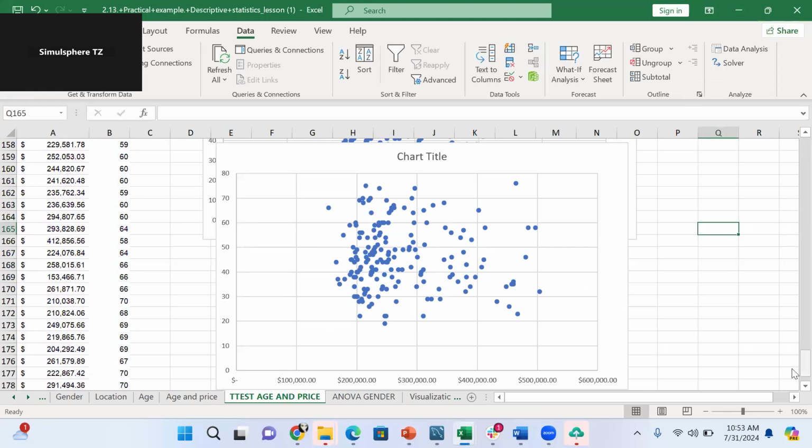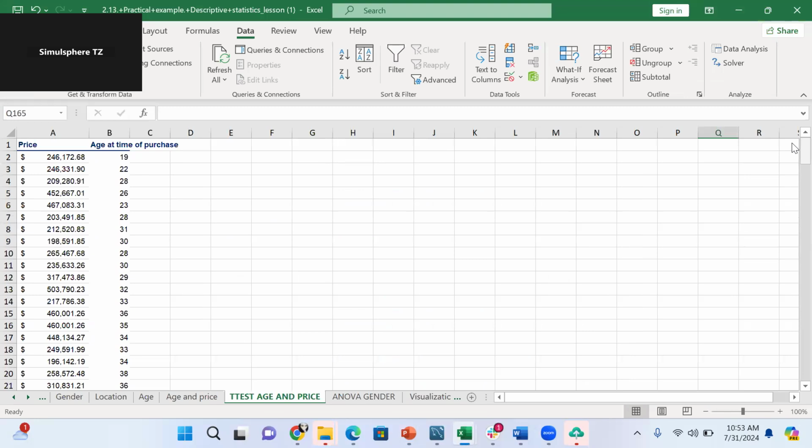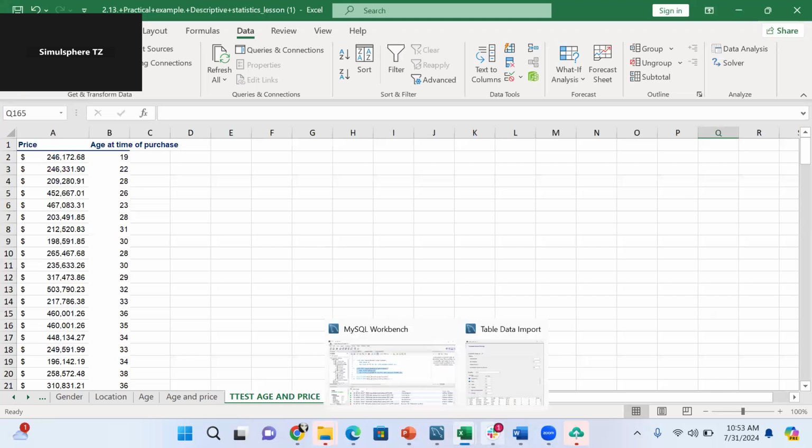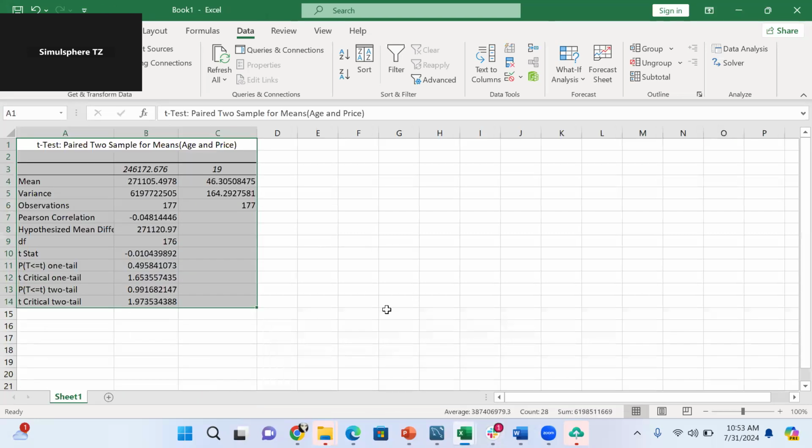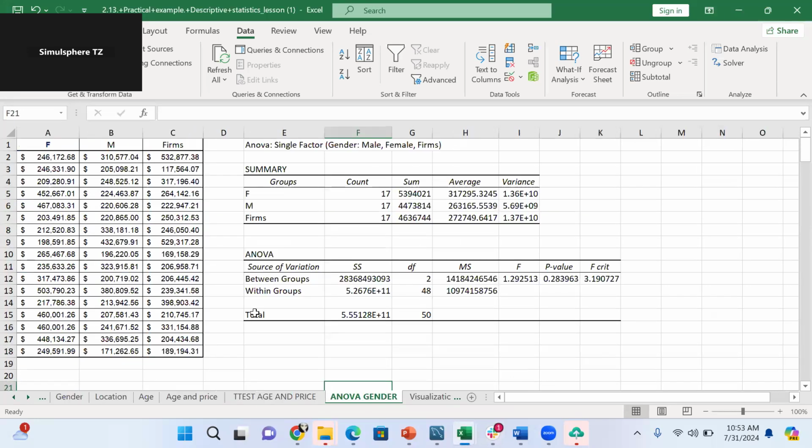This table right here has extracted our sample data for age and price. Okay, so we will be performing a t-test, which at the end of the day should look something like this table. And also we'll be performing an ANOVA for gender. To perform an ANOVA for gender, because ANOVA is used for 2 or more groups, we have split our samples for female, male, and firms, making sure that they are equal numbers, just as we have understood in our introduction. And then we'll perform an ANOVA, and at the end of the day, we should be having a table like so.